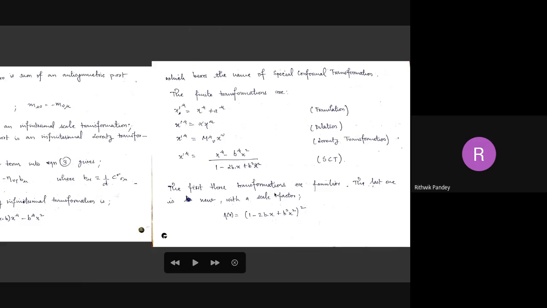And as I said, the trademark of conformal transformations is that they scale the metric by a local factor. So for the SCT, the associated local factor is given by this: lambda x is equal to 1 minus 2 b dot x plus b square x square, whole squared.